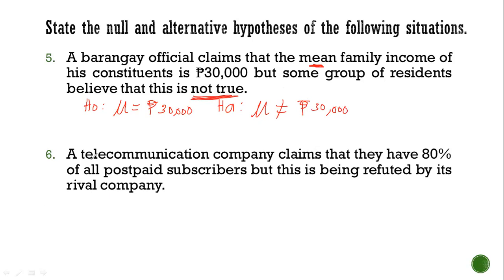Okay? And then number 6, a telecommunication company claims that they have 80% of all postpaid subscribers, but this is being refuted by the rival company.